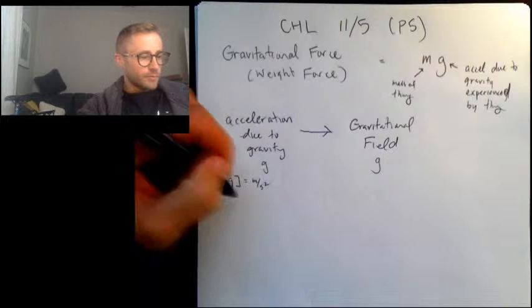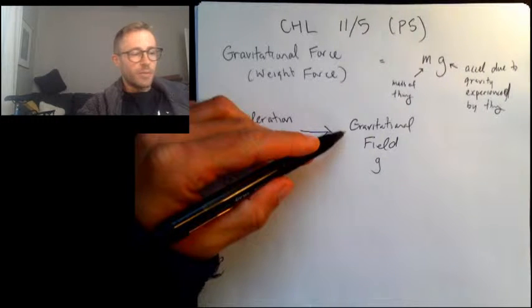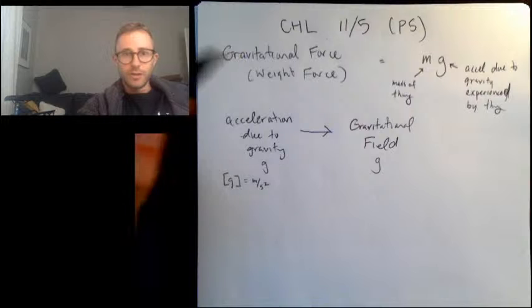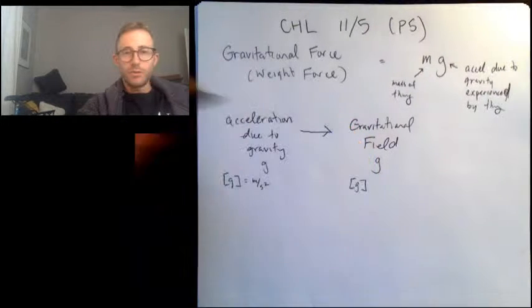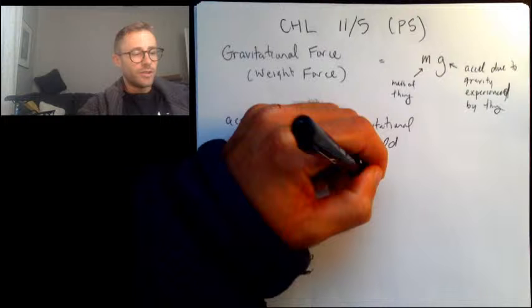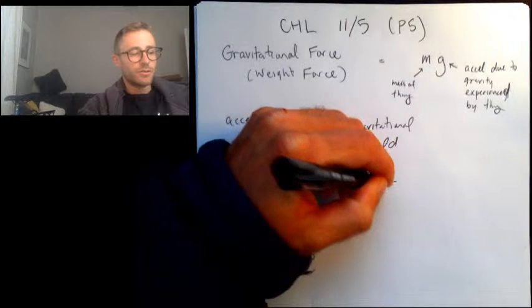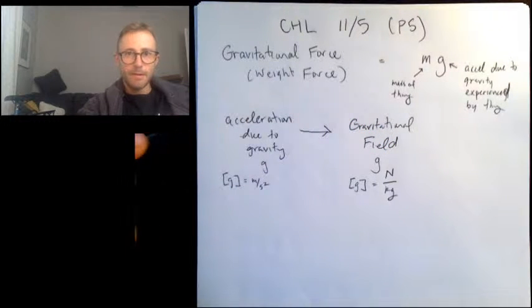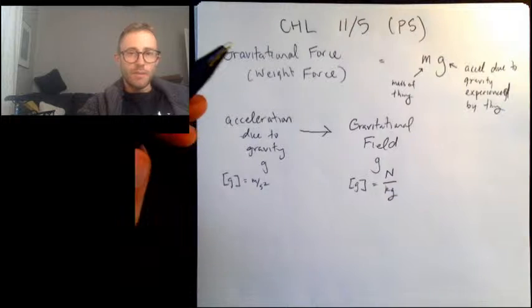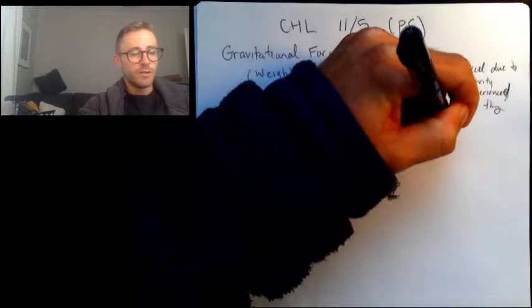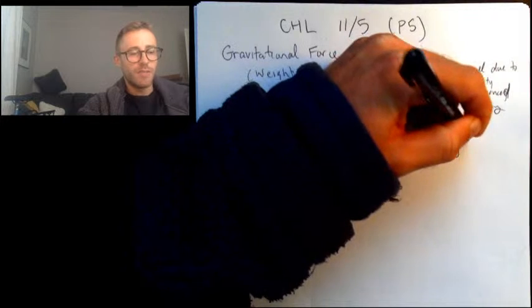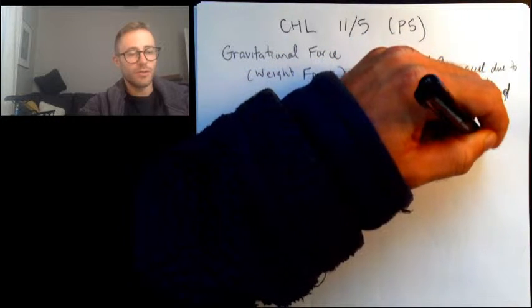However, when we're talking about gravitational fields, we usually express the units a little bit differently, and we say that the units of gravitational field are newtons per kilogram. These two units are completely equivalent. So 1 Newton per kilogram is the same as 1 meter per second squared.